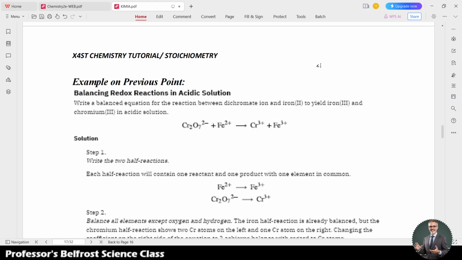Please balance the redox reaction in acidic solution. Dichromate ion and iron(II) react together to yield iron(III) and chromium(III) in acidic solution. So step 1, write the two half reactions. The species that is oxidized is iron. Iron(II) becoming iron(III) is oxidized, which means this is the reducing agent.